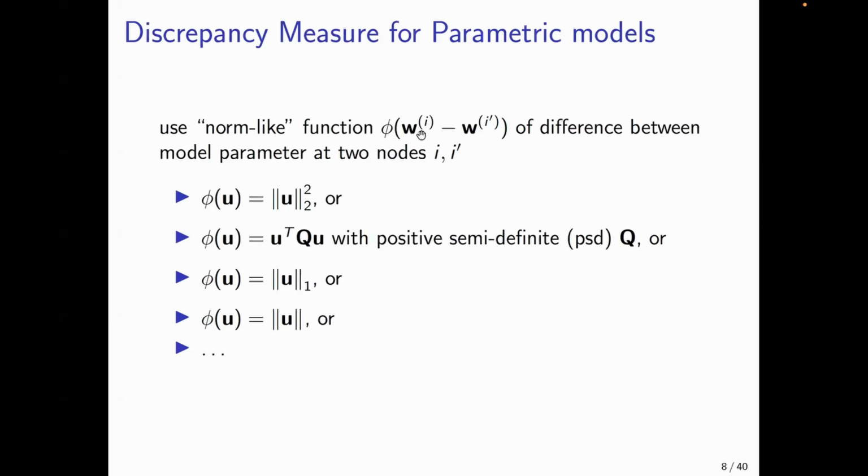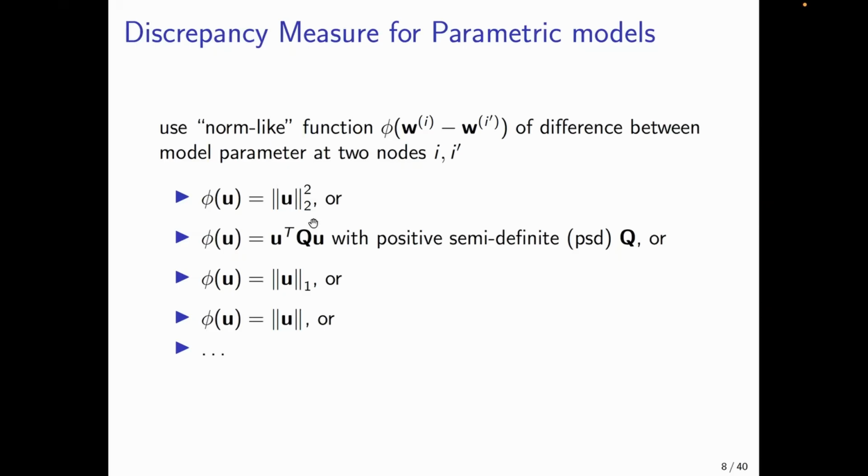So the model parameters at connected nodes i and i prime should be small. And then we need some measure of small, and this is something in mathematics called a norm, or something that increases with the norm, or norm-like function. I have shown here some examples that have been studied in the literature, like the squared Euclidean norm, which is widely used and will also be used in many examples in this course for its nice convexity properties.